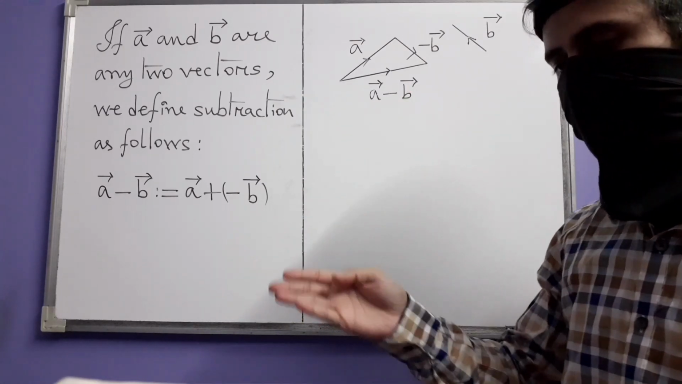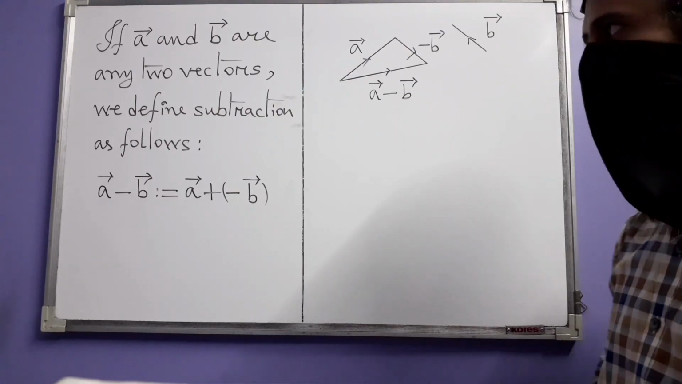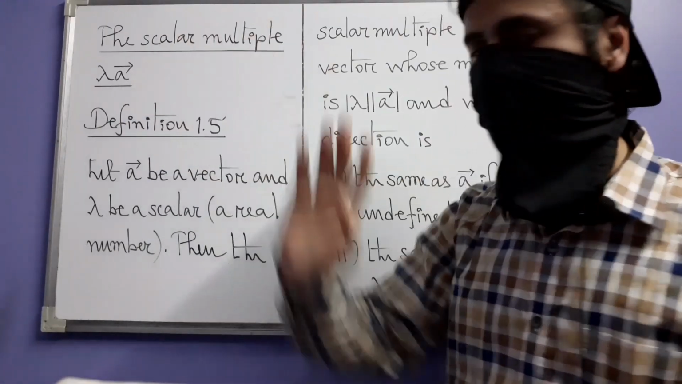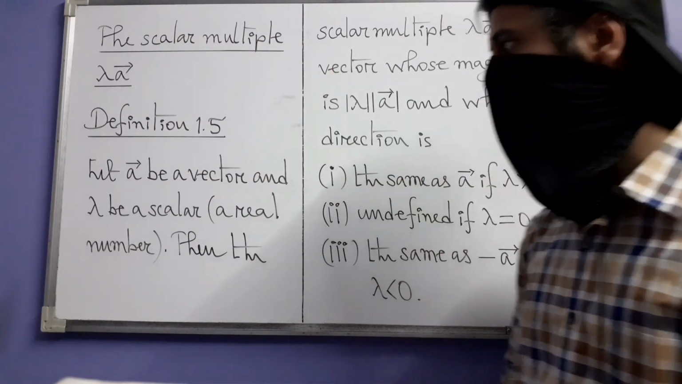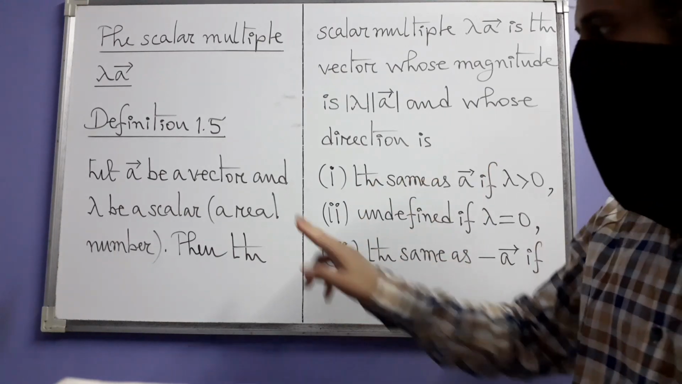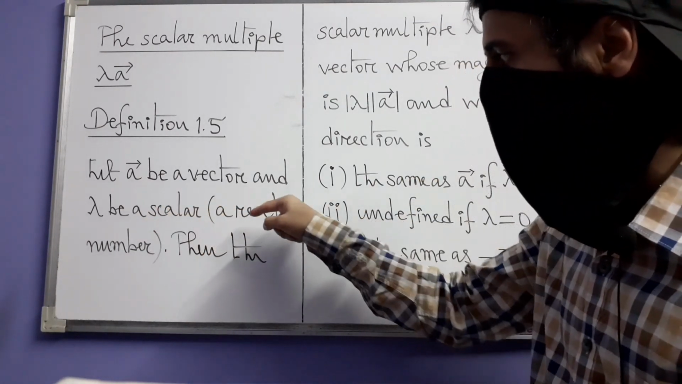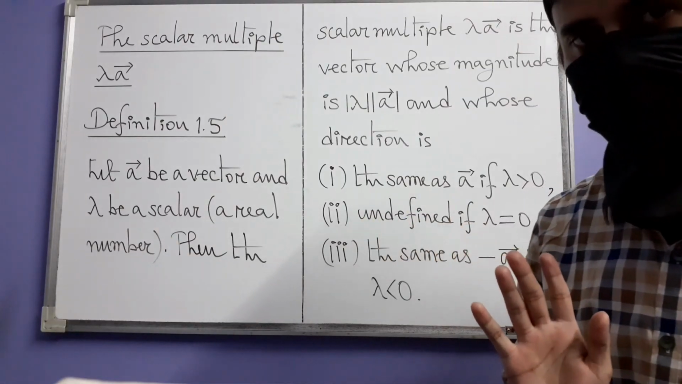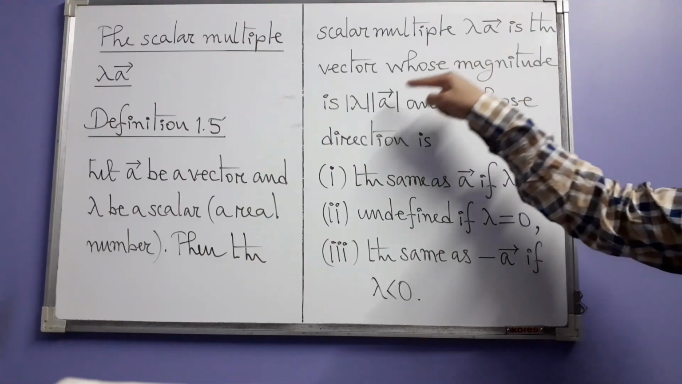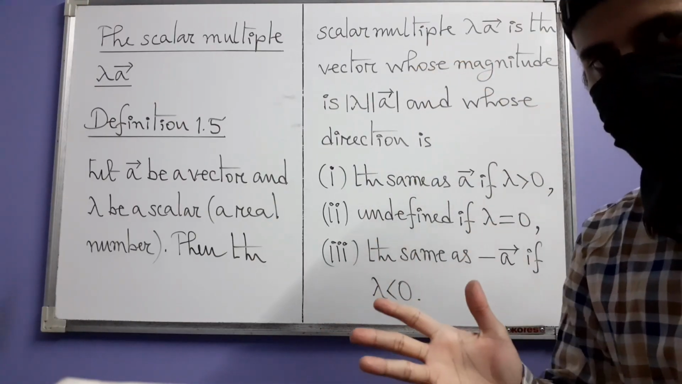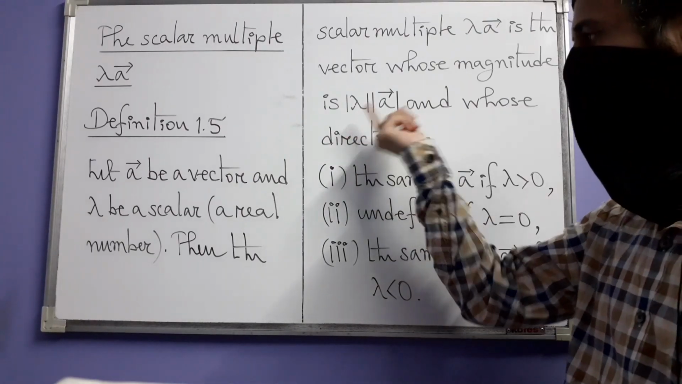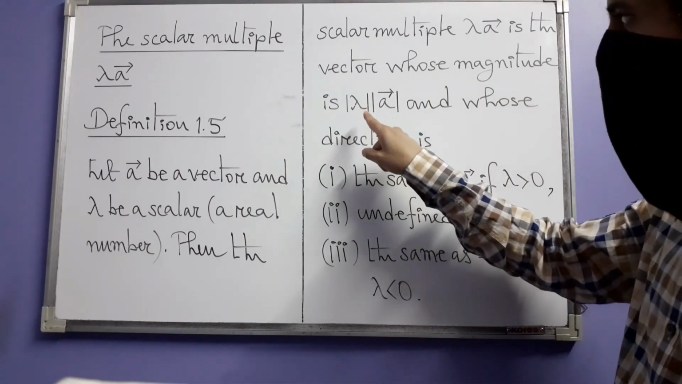And now we can define general scalar multiplication. This is the definition of the scalar multiple lambda A, definition 1.5. Let A be a vector, any vector, it may be 0 also, and lambda be a scalar, which means that lambda is a real number. Then the scalar multiple lambda A is that abstract vector whose magnitude is this. Let's look at this magnitude carefully. What do you see here?